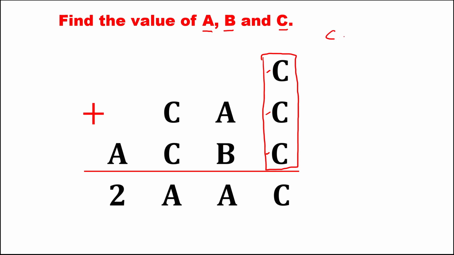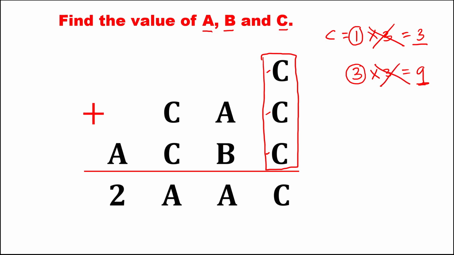So if we have C equals 1, then multiplied by 3, this is equal to 3. Since we let C equals 1, therefore the answer must contain 1. Since the answer is 3, therefore this is not the value for C. Then if C is equal to 3, then times 3, this is equal to 9. So we let C equal 3, so the answer must contain 3. Since there is no 3, therefore C is not equal to 3.